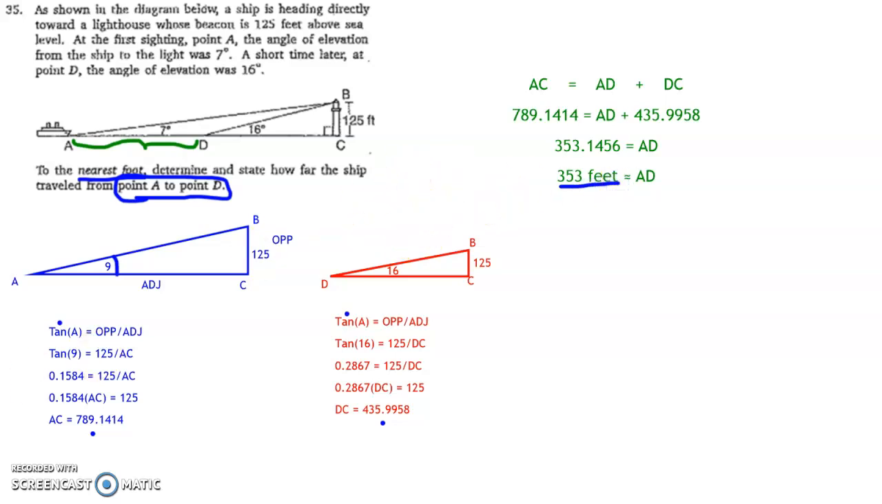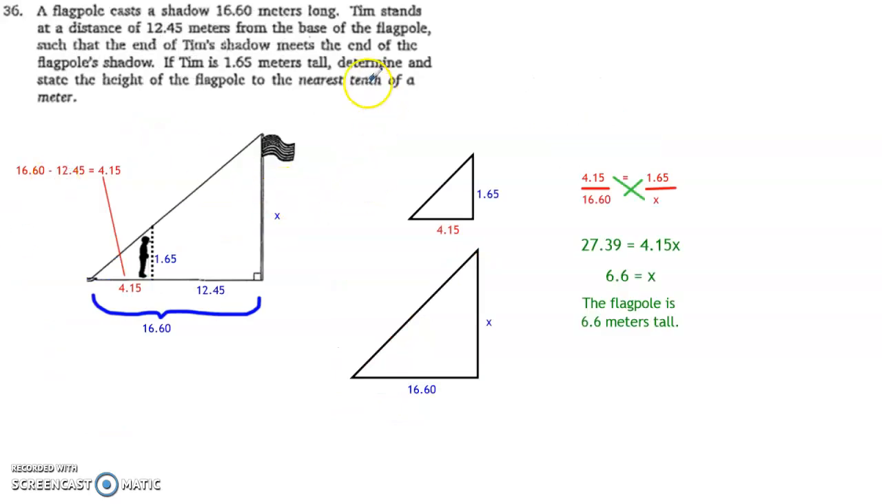Boom. Question 36 is another multiple triangles problem, but it doesn't actually give us a diagram. This is probably the most challenging problem on the packet because it doesn't give you a diagram and it's fairly complex. Here's the flagpole. It casts a shadow of 16.60 meters here. Tim stands at a distance of 12.45 meters from the base of the flagpole. That's right here, 12.45, which is not as far away as 16.60, such that the end of Tim's shadow meets the end of the flagpole shadow.